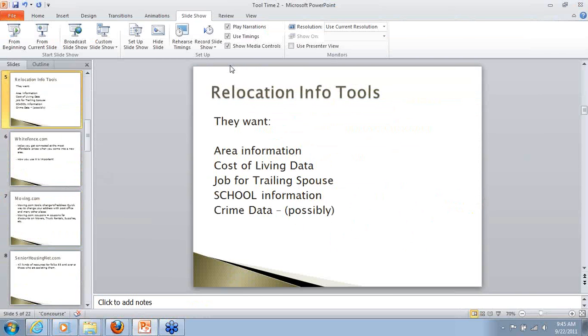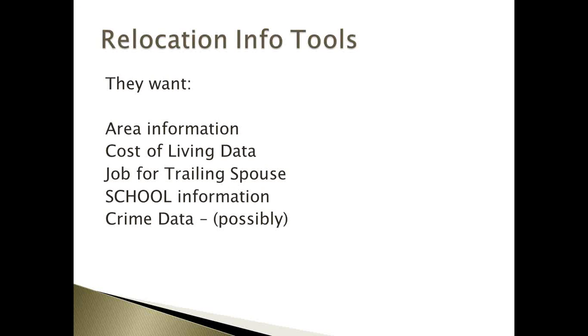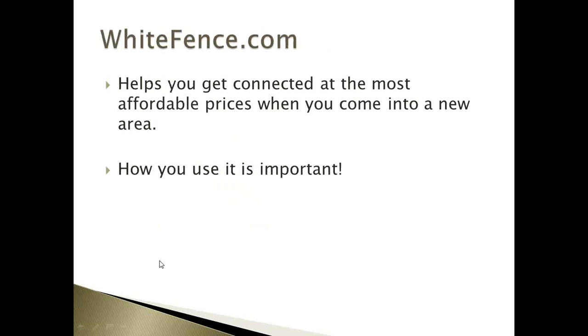We talked a little bit in the past about what they want. They want area information, cost of living data, they may be looking for a job for the trailing spouse, they may be looking at schools information, crime data, those types of things. So I want to show you another one that I'm really excited about and that I really like. It's a little different, a little more commercial.